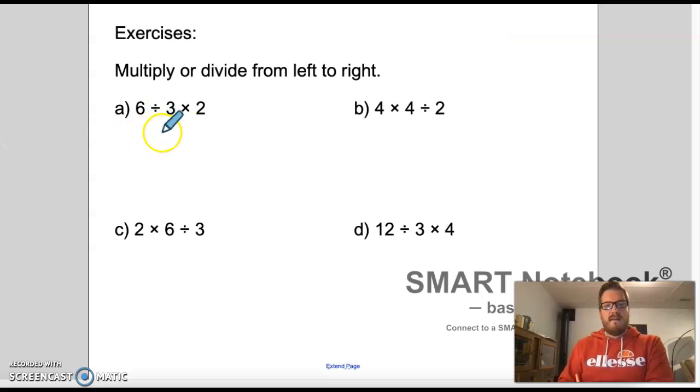So then we see these kinds of questions and we go, well, okay, so 6 divided by 3 is 2, times 2, that equals 4. 4 times 4 is 16, divided by 2 is 8. 2 times 6 is 12, divided by 3 is 4. 12 divided by 3 is 4, times 4 is 16. So again, multiplication and division just get done left to right.